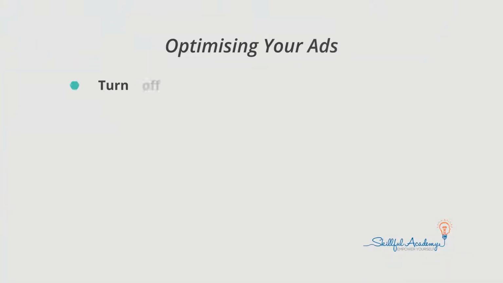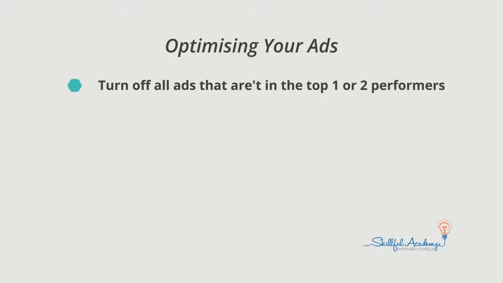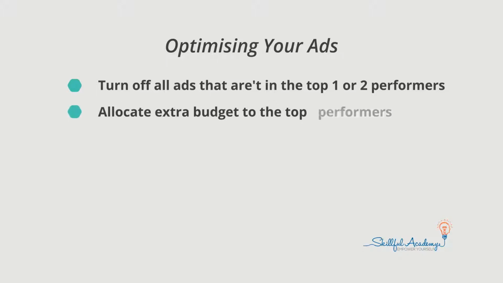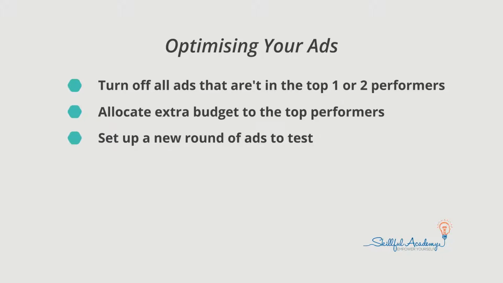So if you're deciding if an ad is performing well or not, this is what you'll look at. The key when picking your metric is to focus on the metric that is most closely aligned with your end goal. For optimizing your ads, once you've made the decision about the metric, turn off all ads that aren't in line with your top 1 or 2 performers. Next, you'll want to allocate extra budget to your top performers and set up a new round of ads to test.